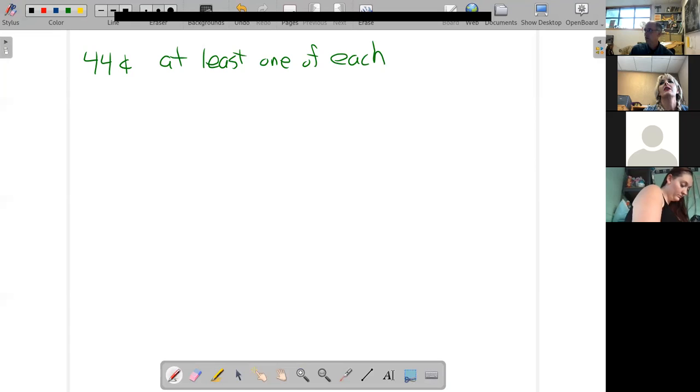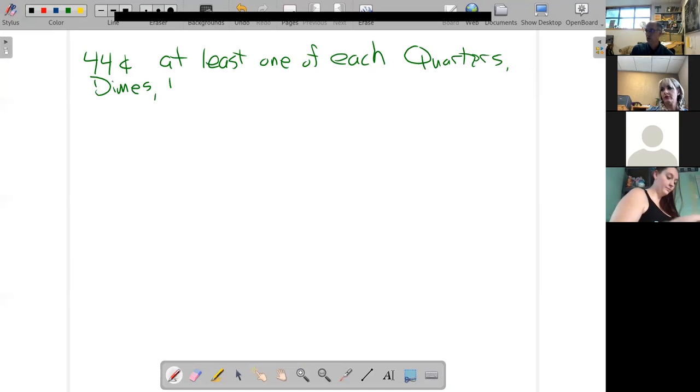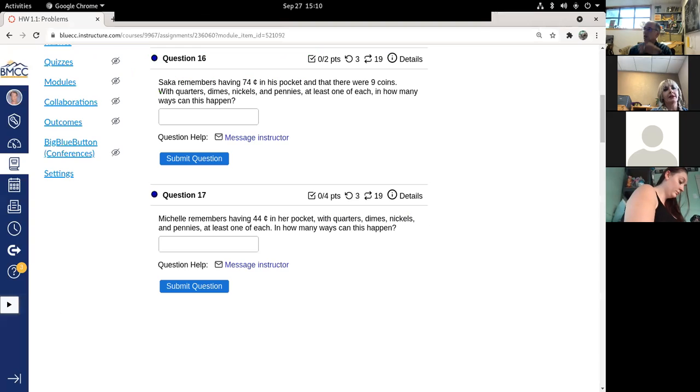And we have quarters, dimes, nickels, and pennies. Let's see if I'm missing anything else. How many ways can this happen?